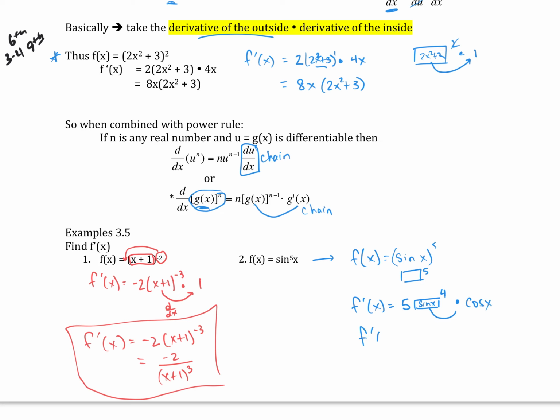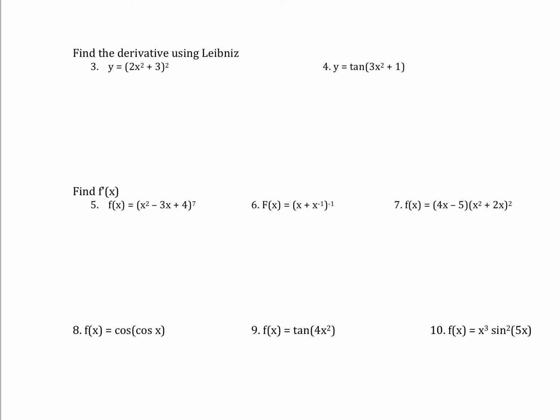So over here, I end up with 5 sine to the fourth x, like that, cosine x. So all these are multiplied in between. You don't have to put the multiplication symbol, but you can. And that's your final solution there. All right, let's take a look at the next set of examples we have.